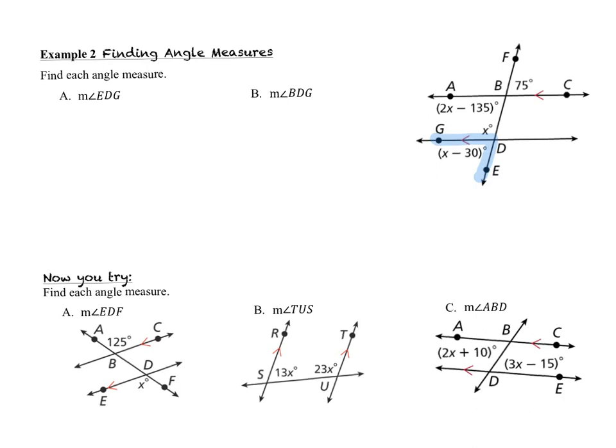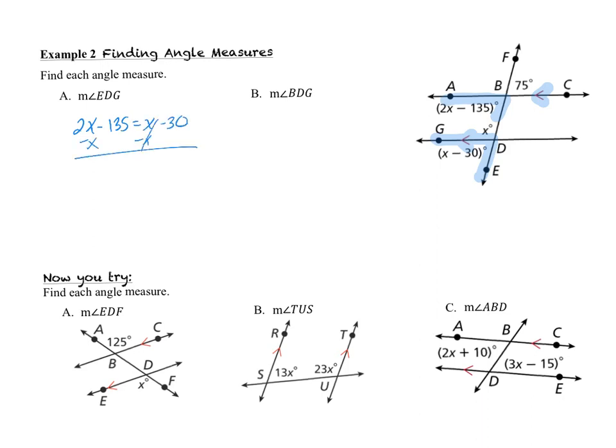Okay, first we need to find the measure of angle EDG. I've marked this with the blue highlighter. I do know that that angle is corresponding with 2x minus 135, so I can set those equal to each other since we know they're congruent. We have parallel lines shown by the arrows cut by that transversal. So we have 2x minus 135 is equal to x minus 30.